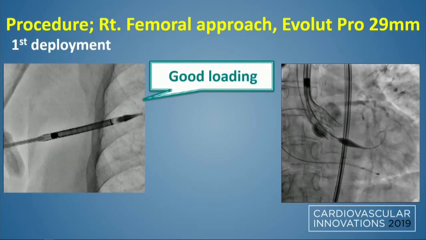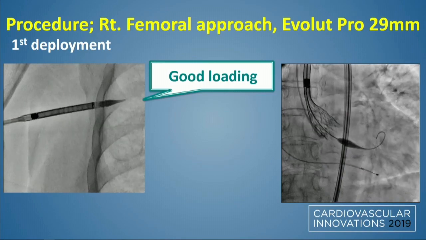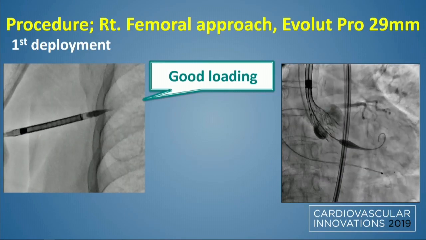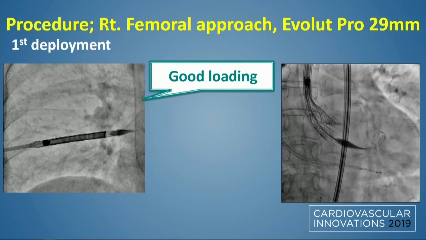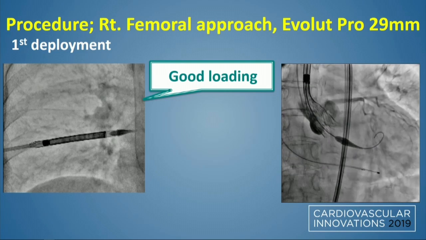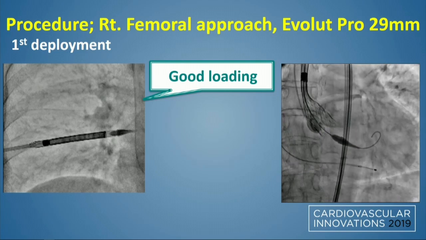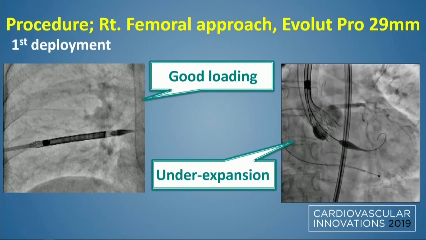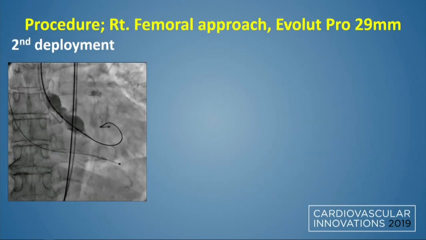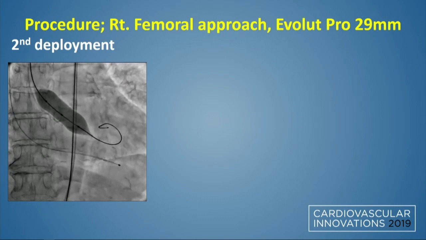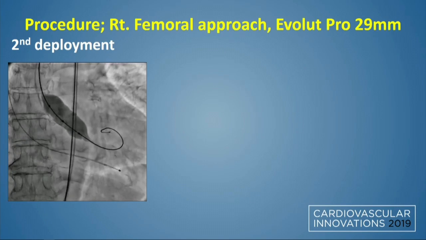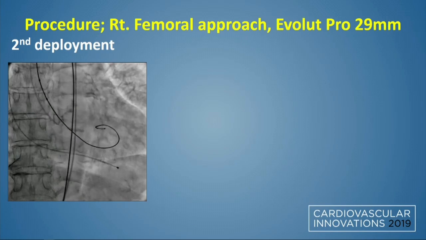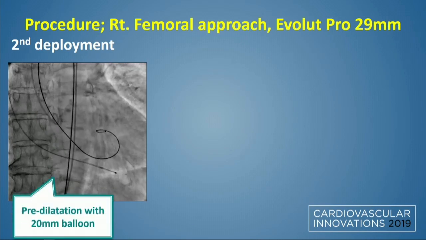At first, balloon dilatation was not performed. A self-expandable valve, 29 mm Evolut PRO, was opened at the 2/3 position. However, the THV seemed underexpanded, and it was therefore redeployed using a recapture system. Next, pre-dilatation with a 20 mm balloon was performed before THV deployment, and the THV was opened again.